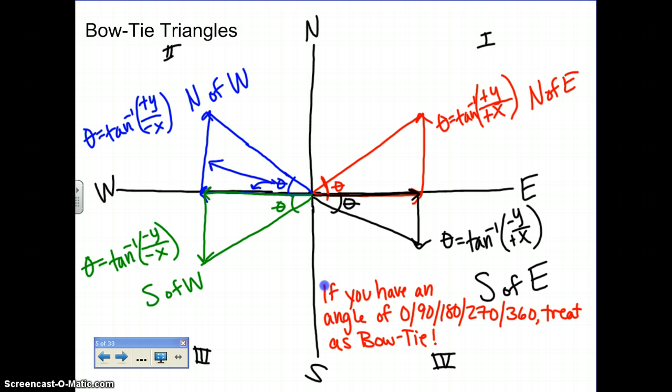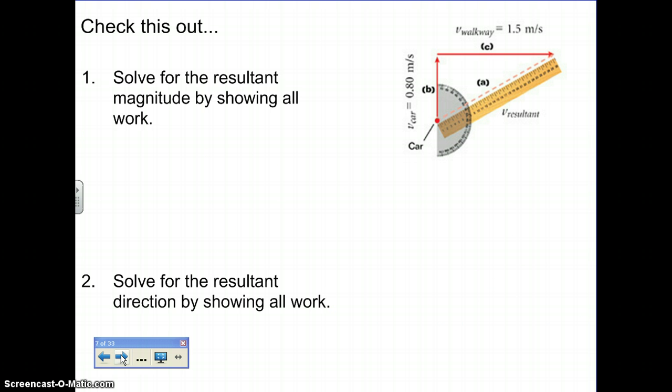So once again, what I'm trying to say is, a cat runs 5 meters up a tree. What are its x and y components? Oh, its x is 0 because it doesn't move anywhere, left and right. Well, correct, but mathematically now prove that to me. The way that you're going to do that is by treating it like a bow tie triangle, where x is going to be your cosine function and y will be your sine function. So just remember this. If you land on 0, 90, 180, 270, 360, treat it as a bow tie triangle when you're solving for your x and y components.